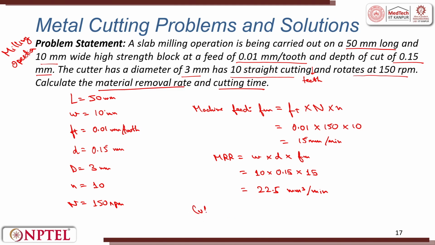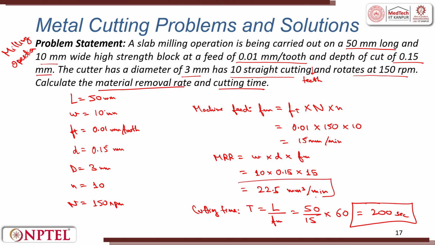Cutting time, T is equal to length by the machine feed. This is equal to 50 by 15 into 60, because I am converting this into seconds. This is equal to 200 seconds. So, this is the MRR and cutting time.